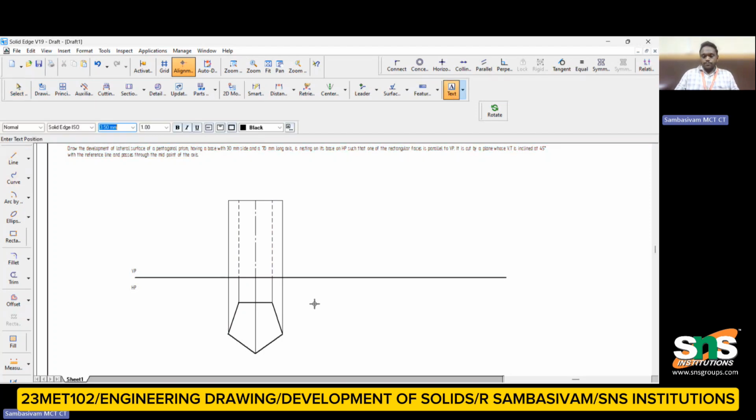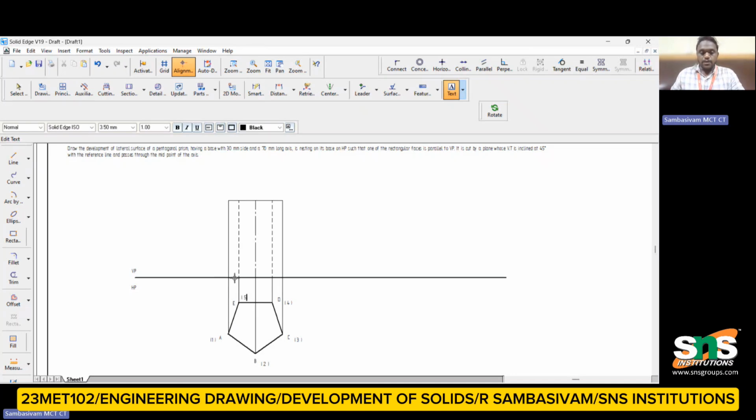While naming this one, this is A, this is B, this is C, this is D, this is E, and similarly in bracket 1, in bracket 2, in bracket 3, in bracket 4, because these are not visible when we look from the top angle, right?